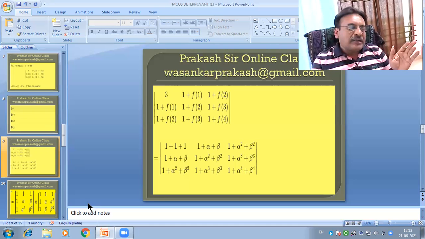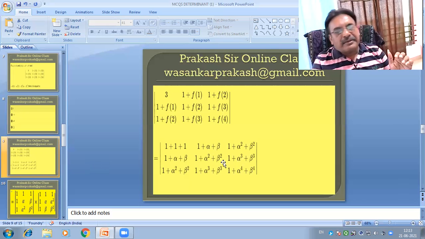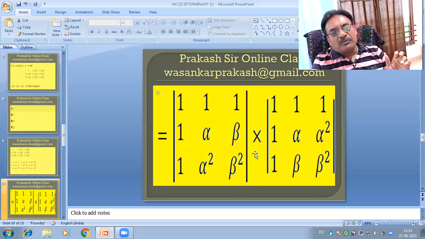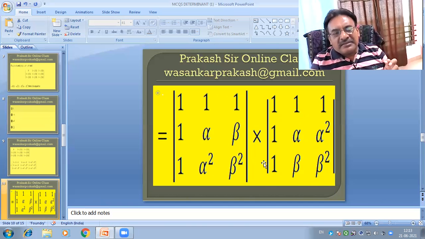In this way, if I multiply these two determinants, then we get this single determinant. Therefore, this determinant can be written as a product of two determinants, and then we solve this. Here the first determinant stays as it is, and we take the transpose of the second determinant. That is, in the second determinant we interchange rows into columns, because we know that |A| is equal to |A transpose|. So we use this property and write the transpose of the second determinant.